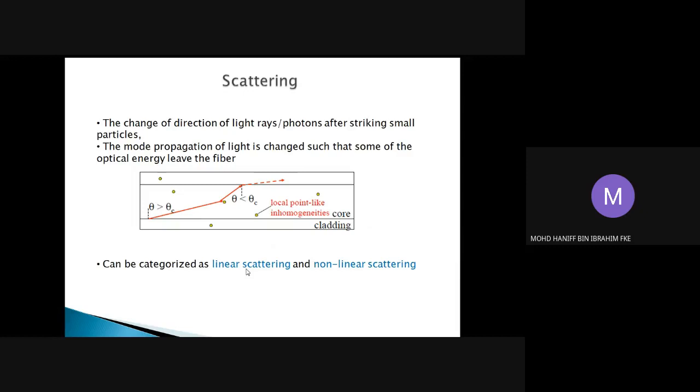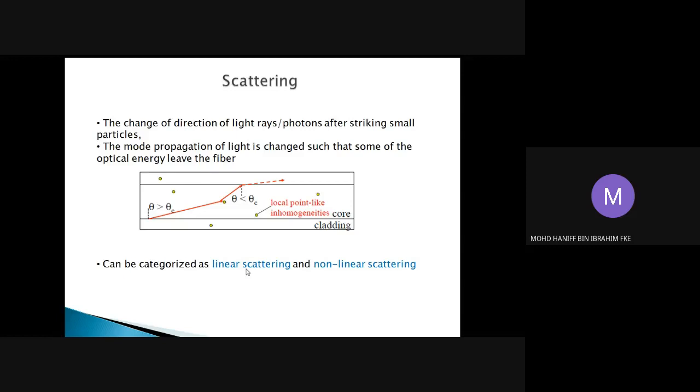Any question on absorption so far? So far, no, Doctor. Okay, hopefully you understand it clearly. Very good. Okay, now let's have a look at the second factor, which is scattering.